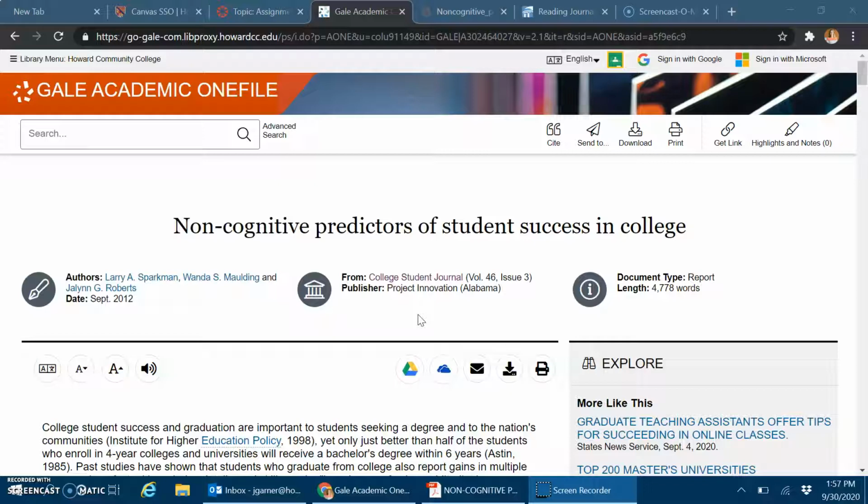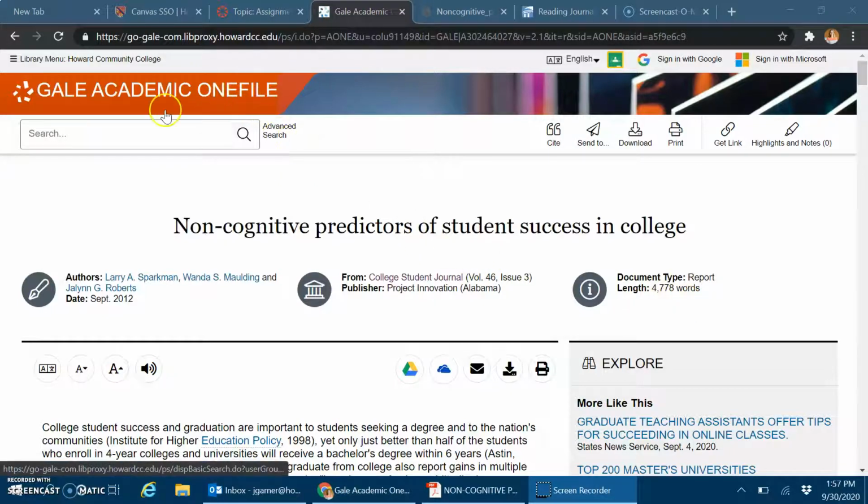From the name of it, we could either assume it's for college students or for educators who might care about college students and helping them to be successful. It's published by a group called the Project Innovation out of Alabama. It's a report. It's got that many words.